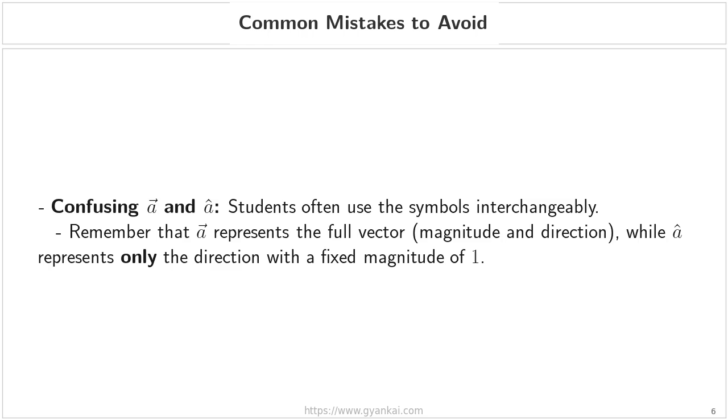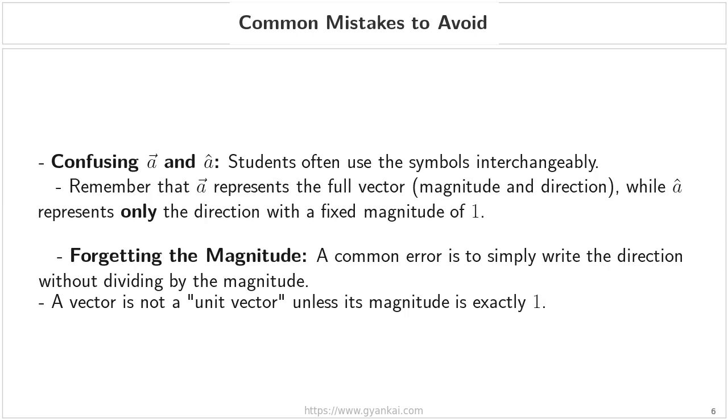First, be very careful not to confuse the notation for a with an arrow over it and a with a hat over it. It is a very common mistake to use these symbols interchangeably. Always remember the distinction we discussed earlier. A with the arrow represents the full vector, which carries both magnitude and direction, whereas a cap, that's the one with the hat, represents only the direction, with a fixed magnitude of exactly 1.